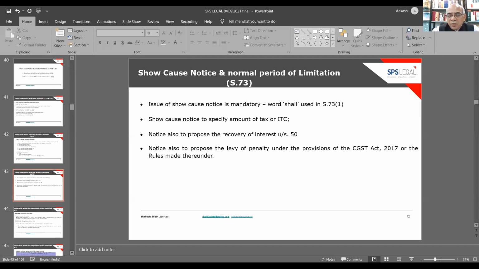It shall be noticed, I have already dealt with this, but in fact 73(1) uses the word shall. So is Section 74(1) also, that shall issue a so-called notice. It means before any recovery, a notice is mandatory. Then it should also specify the amount of tax or ITC proposed to be recovered, and the proposal to recover interest under Section 50. Though Section 73(1) and 74(1) do not speak about that, the notice must invariably show the clause under which the penalty is proposed, because without notifying that, a penalty cannot be imposed on a party.